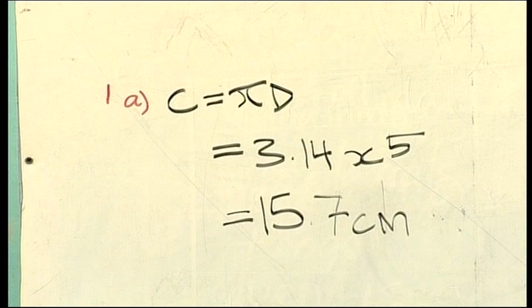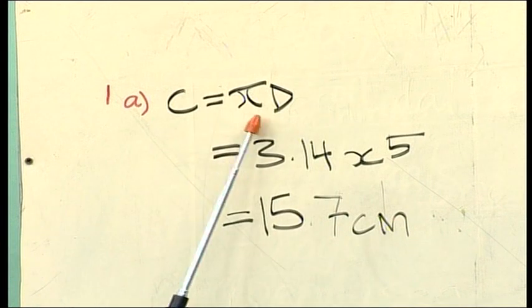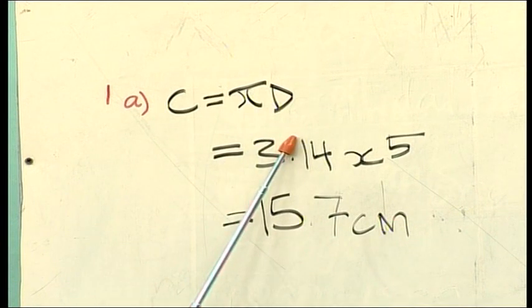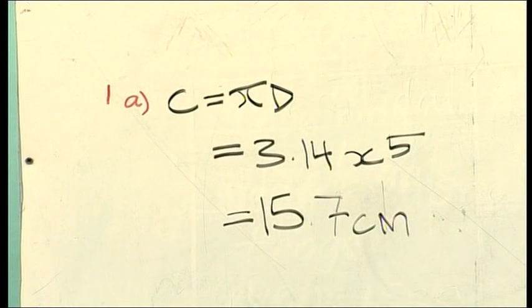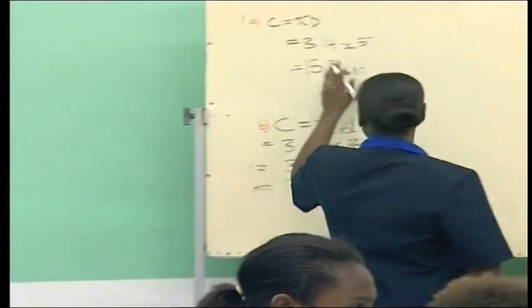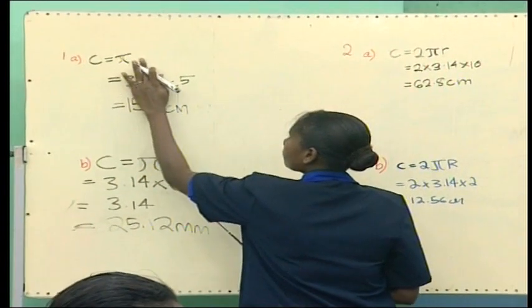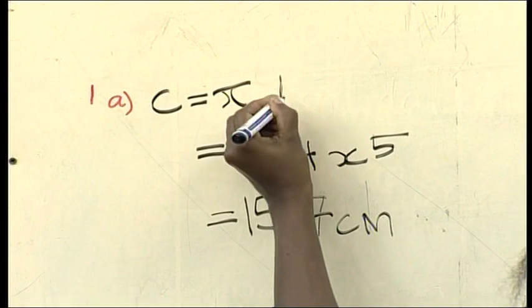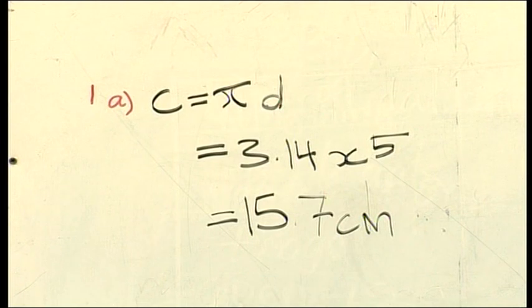Is he correct in using this formula? C is equals to pi d. Yes or no? Yes, but there is something wrong with this formula here. Is it really necessary for us to use capital letter D? No. So we should be using a small letter d. So correction here. Okay, small letter d. Your equal sign should be in line.